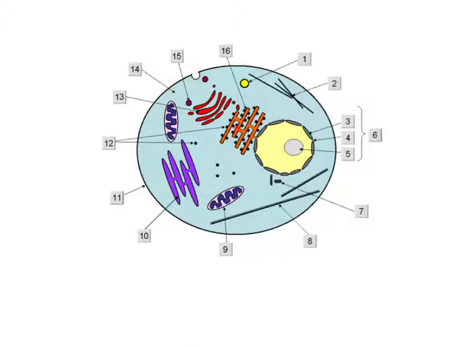And as we've already said, number 16 is the rough endoplasmic reticulum, which is the site of protein synthesis. Specifically, ribosomes are the site of protein synthesis, but only when they are attached to the endoplasmic reticulum.